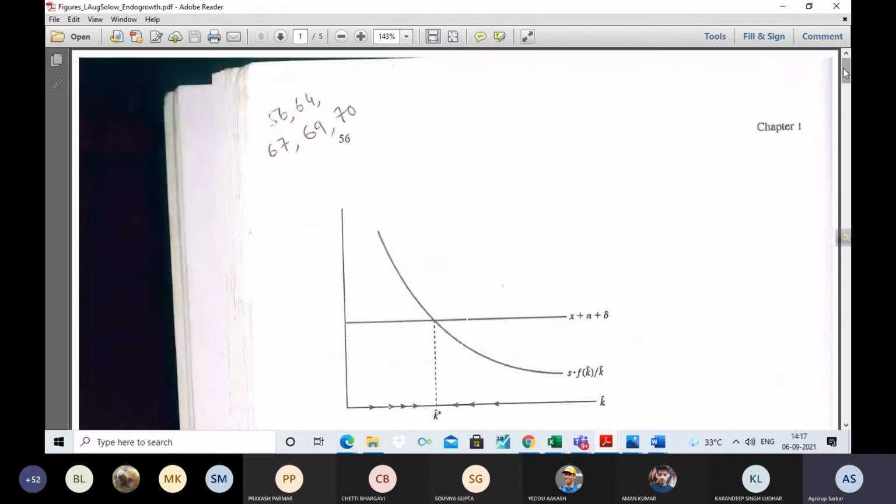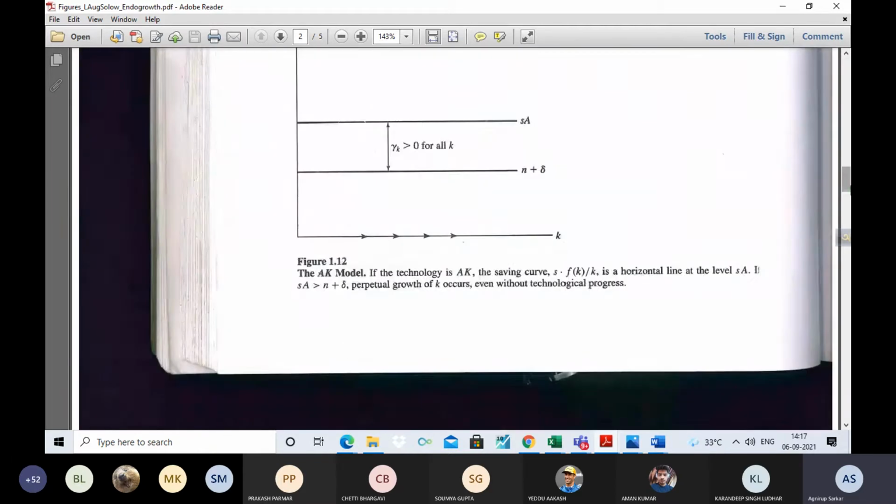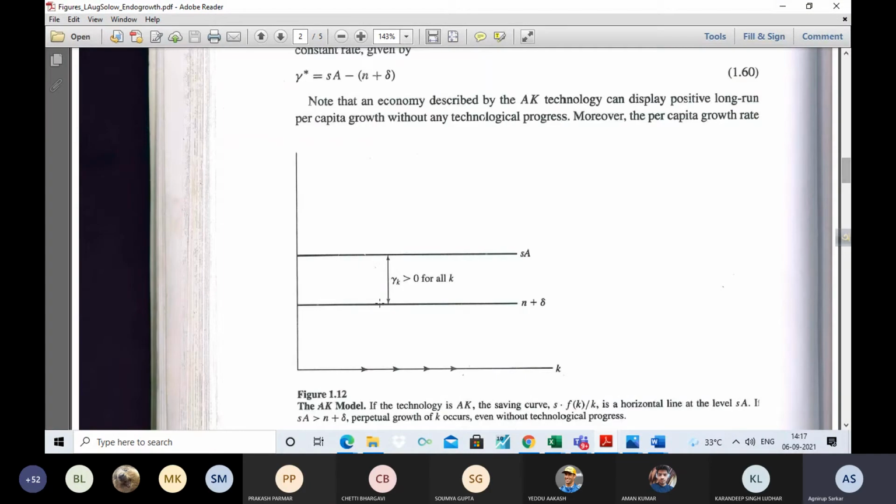Now the depreciation curve is still the same. Earlier, this was the depreciation curve, with some additional factors for technological progress, so just ignore that. Once again, this was the effective depreciation curve. That was horizontal as well, and here also it would be horizontal. Here x is equal to 0, so the effective depreciation schedule would be n plus delta.